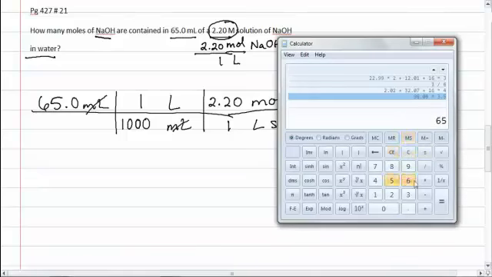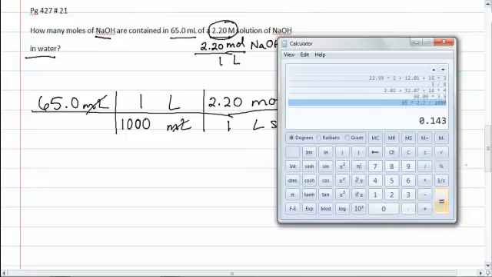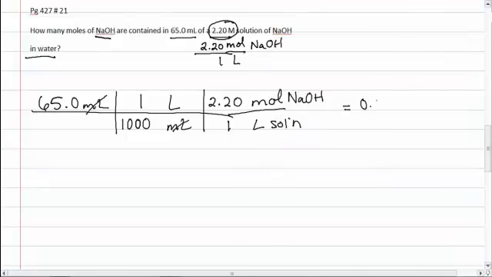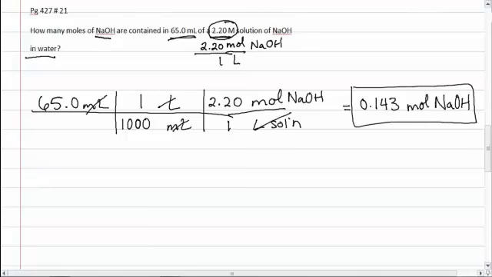So we take 65 times 2.2 divided by 1,000. We get an answer of 0.143. It's three significant figures. Our given values are three significant figures, so that's right. And we give it units of moles of NaOH. And that's our answer.